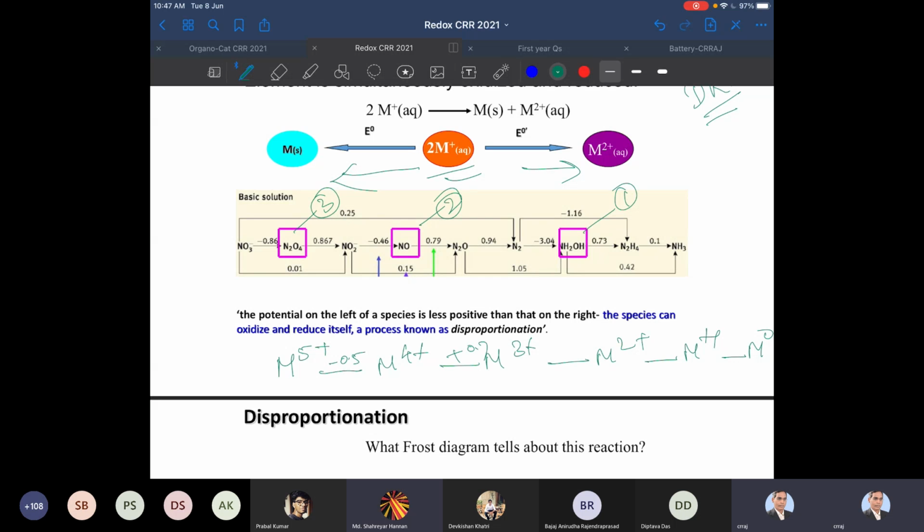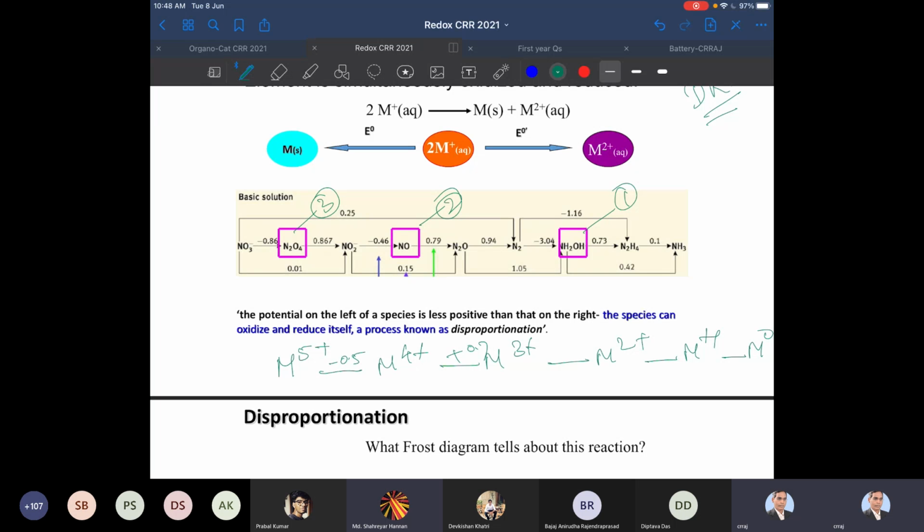Sir, in the above example, you took M2 plus on the right side. In the example, M plus 2, and in the backward side. You mean this diagram? Yes, sir. No, I think you're confusing. I am talking about the Latimer diagram. What I have shown here, you are completely confusing. Sir, I am talking about disproportionation, sir. Which species do we have to take on the right side?